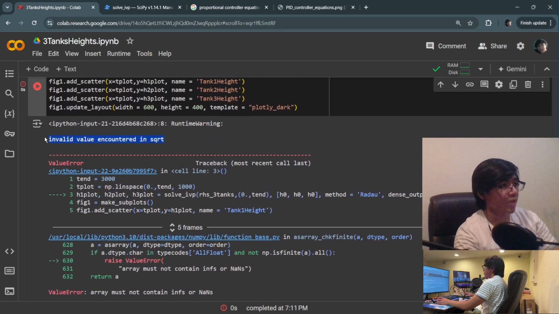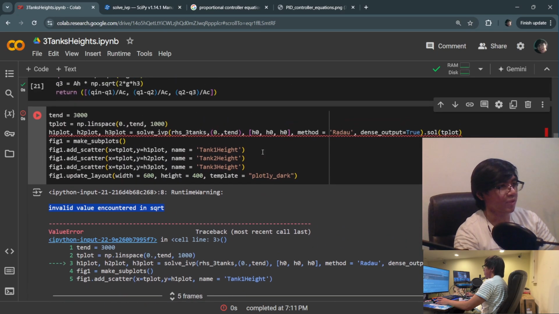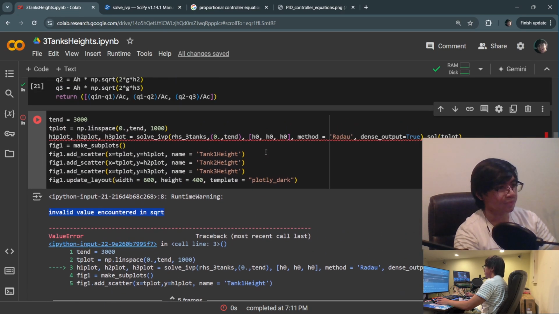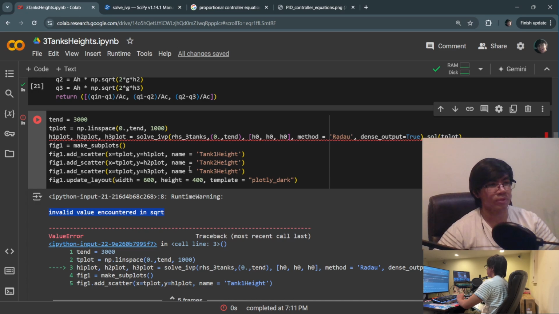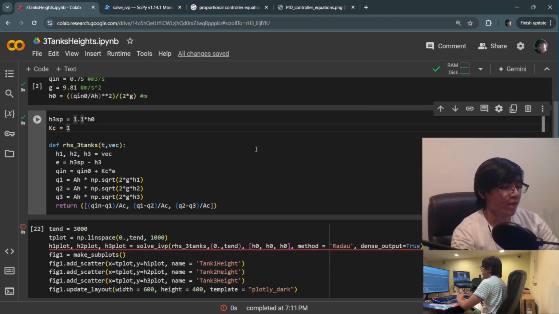Oh wow, so we now have a 0 in our square root, meaning again, like before, when you saw tank 1 going super high and tank 2 going super low, now we're evaluating that function and the square root is 0. So that means again, too high here. We did 1e-2. We can do 0.1.